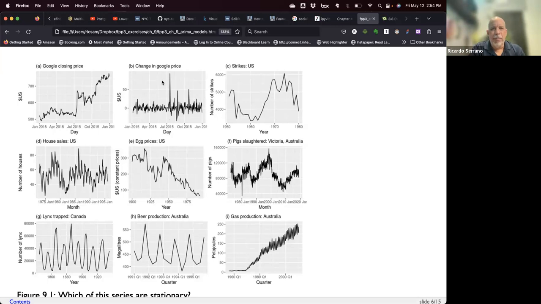But the one that we can be sure conforms with those three assumptions for stationarity is this one. The change in the Google price. And it's interesting that what we're doing here, with the change in the closing price, is an operation that converts this time series from non-stationary into stationary.